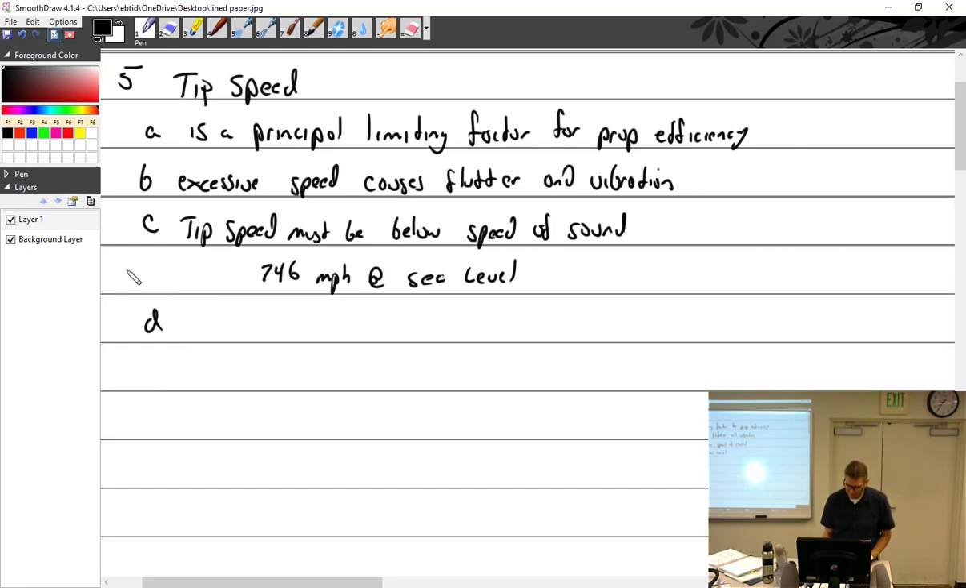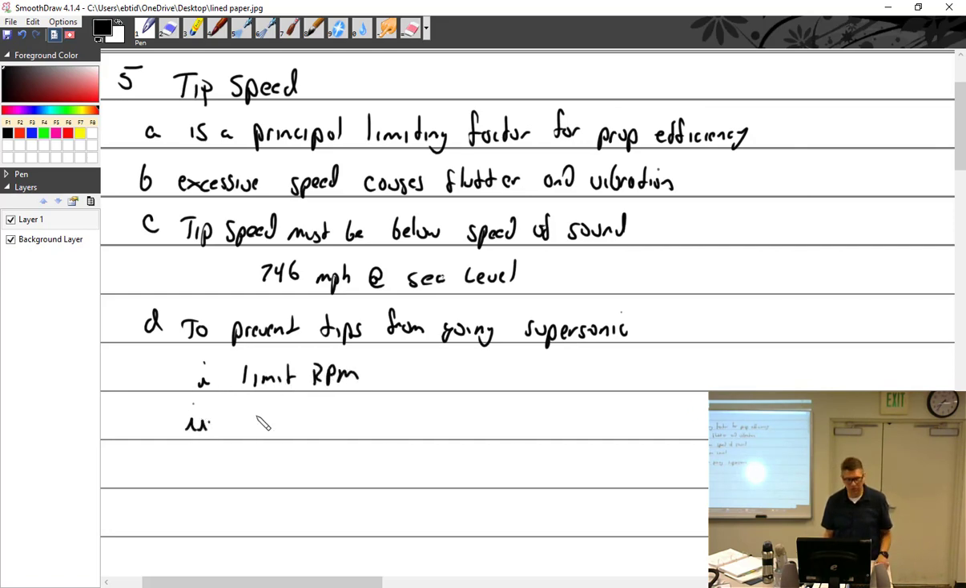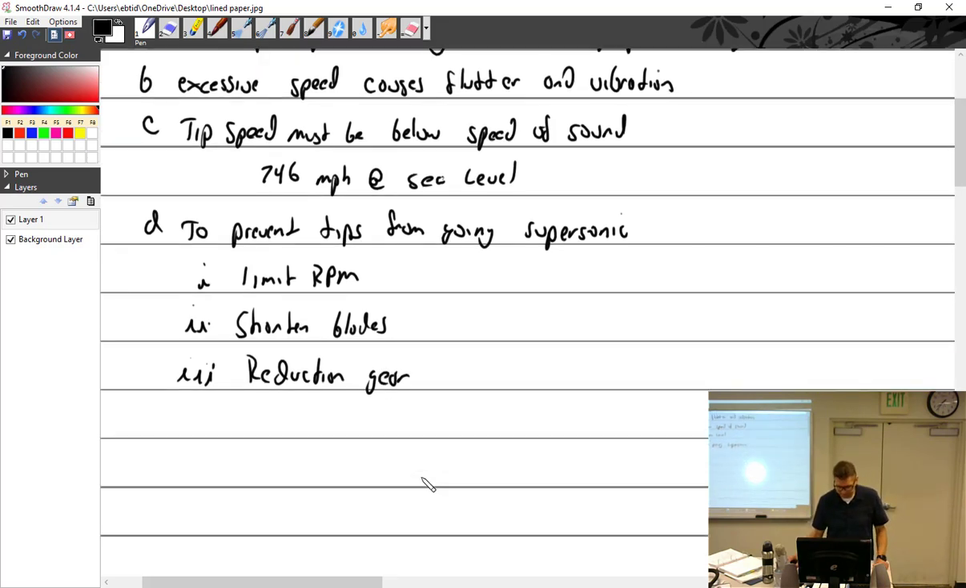All right. So to prevent tips from going supersonic or just too fast, what are some things we can do to solve that? RPM. Okay, limit RPM. Definitely limit RPM. Two, shorten blades. Or reduction gear. Very good. Spin the engine faster, turn the prop slower.